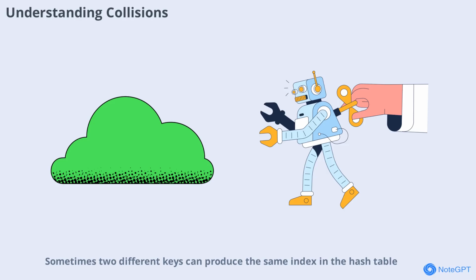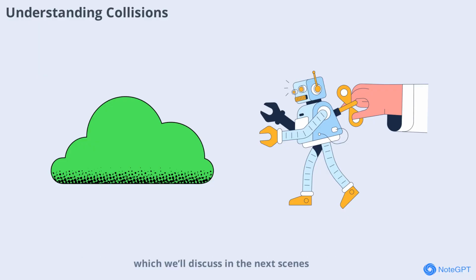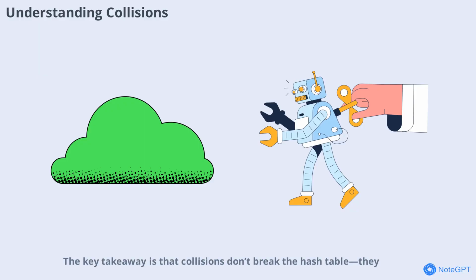Sometimes two different keys can produce the same index in the hash table. This situation is called a collision. Collisions are a normal part of using hash tables, but they need to be handled carefully to maintain efficiency. There are several strategies to deal with collisions, which we'll discuss in the next scenes. The key takeaway is that collisions don't break the hash table, they just require a bit of extra work to keep everything running smoothly.